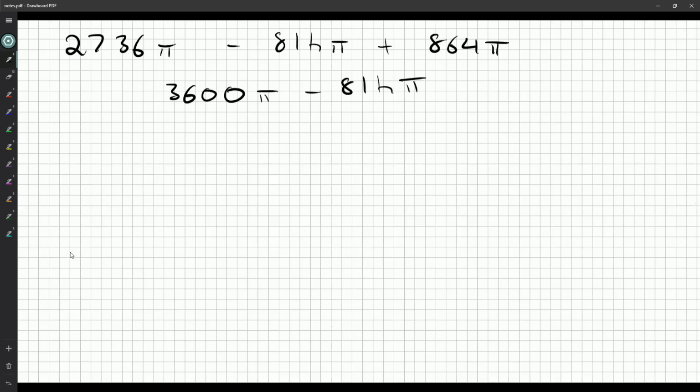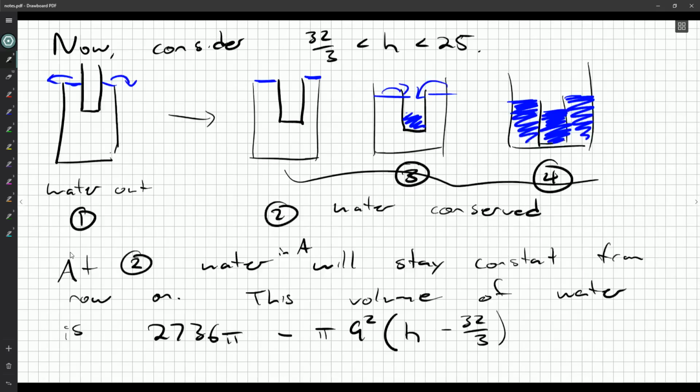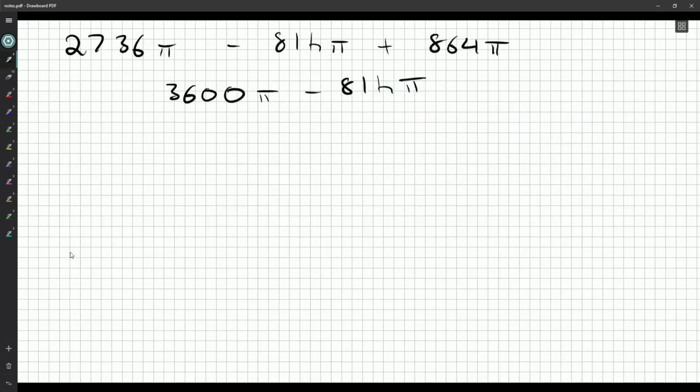Okay, this will be a number that is less than 2736, just because by assumption H is more than 32 over 3. Okay, so that's how much water is left out.